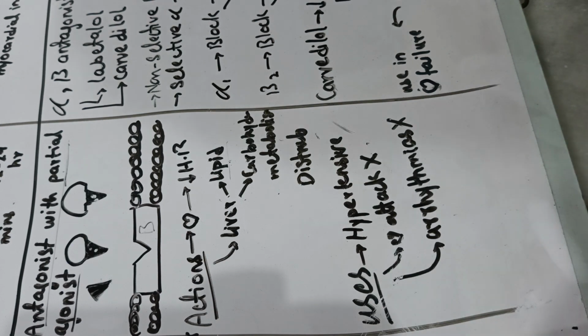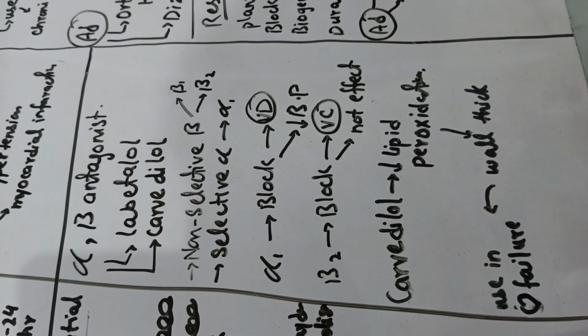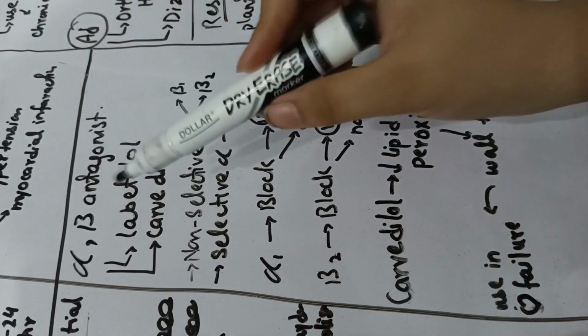Now the beta adrenergic blockers, this is ended here, but we have some kind of antagonists which act on both alpha and beta. So here are the antagonists here. They act on both alpha as well as beta.